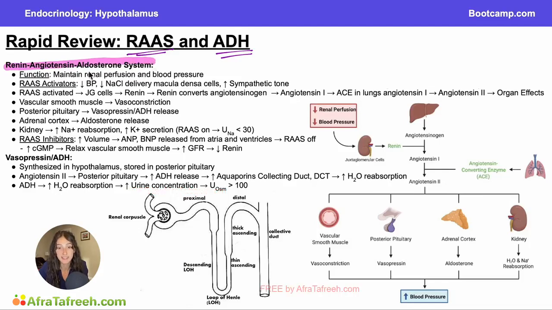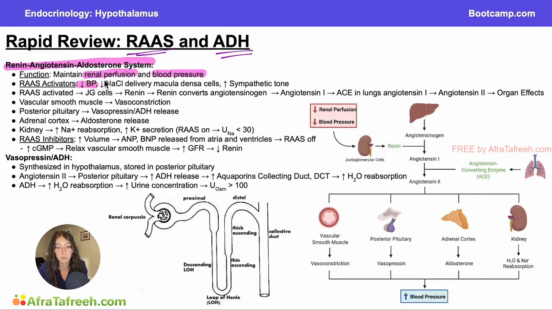So the function of the RAAS system, why it's important, is that we want to maintain blood pressure through our RAAS system. That's the main job of the RAAS, is to maintain blood pressure. And we do so by regulating our renal perfusion. If our kidneys are getting enough blood, we can assume that there's enough blood pressure throughout the body. So things that are going to activate the RAAS system is when we don't have enough blood pressure.